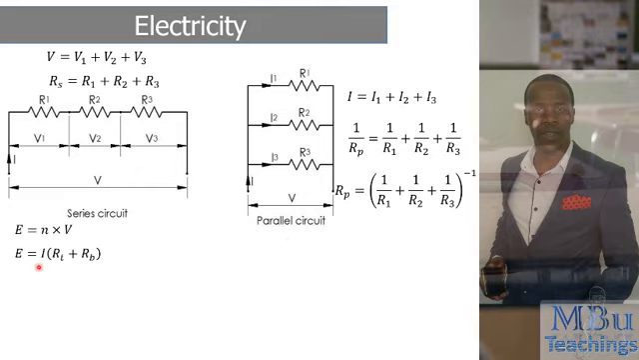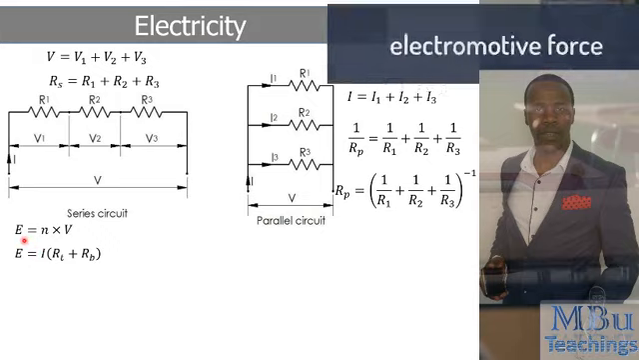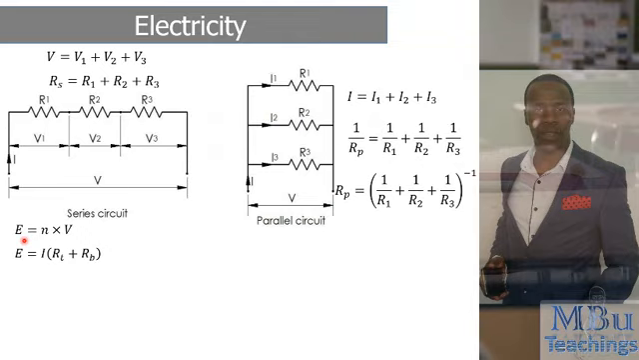Let's move to the next one. Here we have our E. So E, we say that E is actually EMF, but I will just use E. So it's the electromotive force of our cell or battery. It will equal the number of those cells times the volts of each cell. So for example, there we have 1, 2, 3. That means we will have 3 times the volt for each cell.